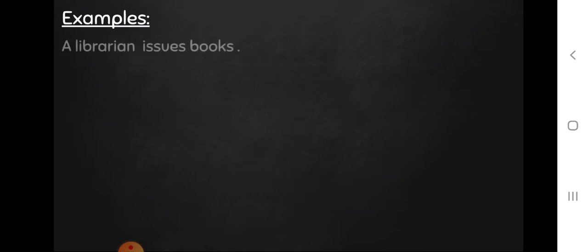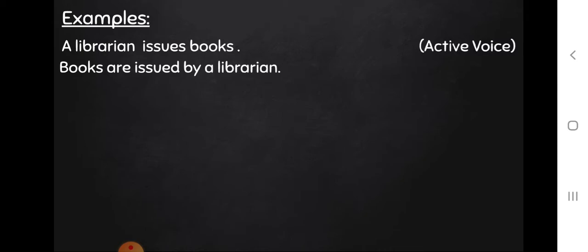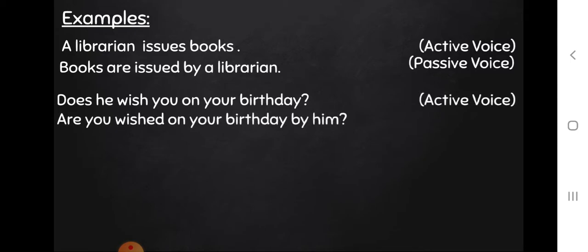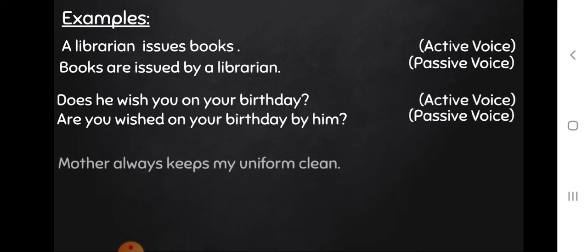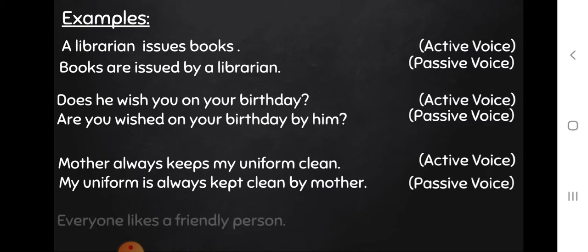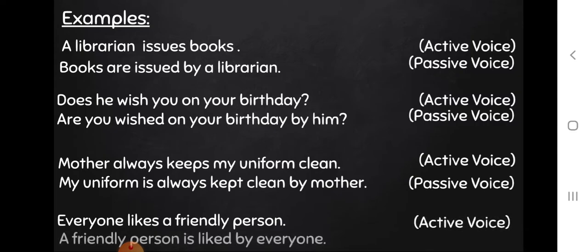Now we'll take some more examples. A librarian issues books. The passive will be books are issued by a librarian. Active voice: Does he wish you on your birthday? The passive will be are you wished on your birthday by him? Mother always keeps my uniform clean. The passive will be my uniform is always kept clean by mother. Everyone likes a friendly person. The passive will be a friendly person is liked by everyone.